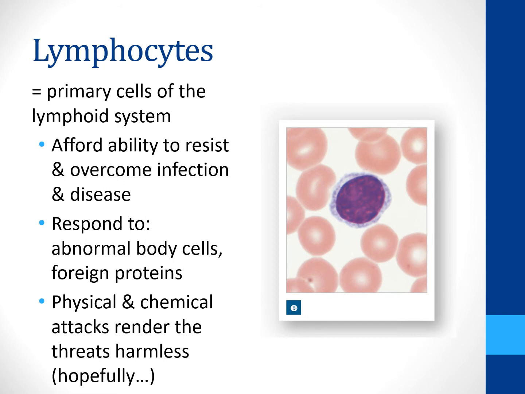Primary cells of the lymphatic system are lymphocytes. We learned about these when we learned about blood, but we're going to learn a lot more detail about them today. They afford the ability to resist and overcome infection and disease. They respond to abnormal cells within the body, like cancer cells, and they also respond to foreign proteins, so any kind of bacteria, viruses, anything that can get in the body that doesn't belong there can be attacked by these lymphocytes. Their physical and chemical attacks render the threats harmless, ideally. So they want to go and attack, say, a bacterial cell, and they want to kill that bacterial cell before it spreads and creates an infection in the body.